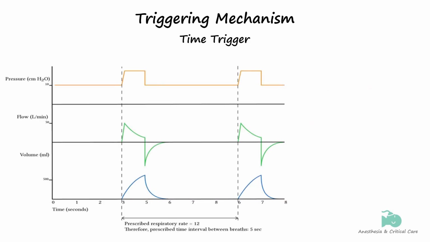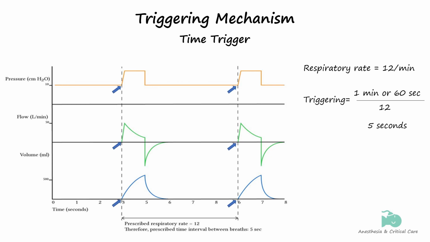I have mentioned that time, flow and pressure are used to trigger the breath. Let's look into how this is done, beginning with the time triggering method. When a ventilator is set to time-triggered ventilation, it will measure a period of time since the last expiration and then deliver a breath. For instance, looking at the waveforms provided, when a respiratory rate of 12 has been set, the ventilator will deliver inspiratory flow exactly every 5 seconds.